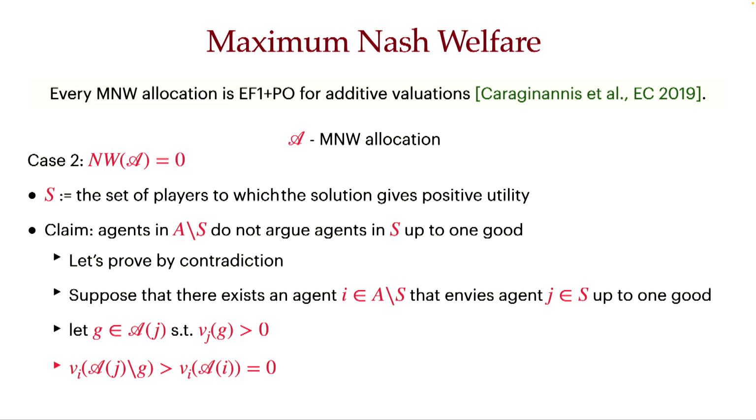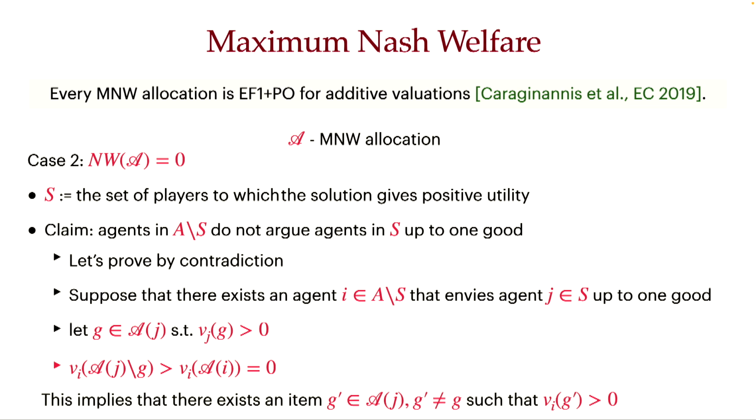Now, because it is not EF1, what do I know? Even if I remove 1 good, I still envy, right? Forget about EFX for now. Because you envy, and this valuation, you know, was 0, so I know that this is greater than 0. That is all I need. So, what does it mean? There is one more good in A_J minus G that is positively valued by I. Otherwise, how is the valuation greater than 0?